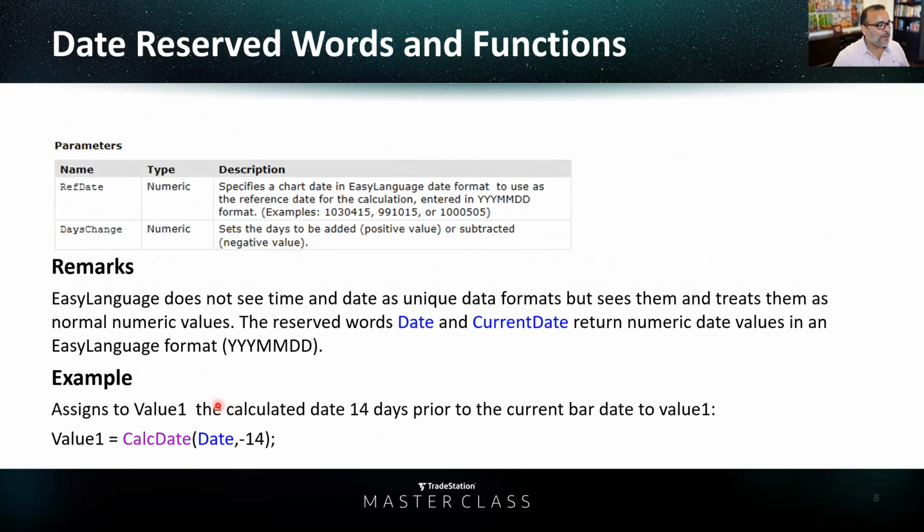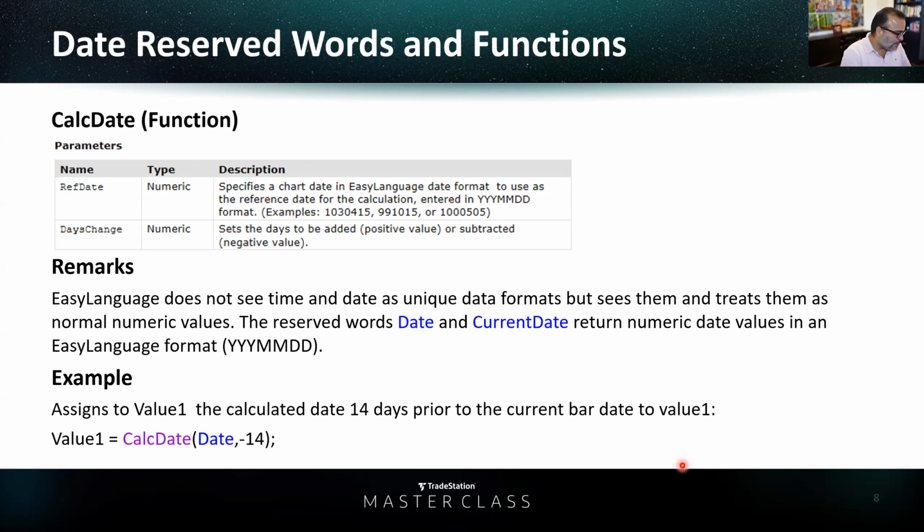All right, so if you have calc date and you have the word date, which is the date of the current bar, minus 14, it's going to do the calculation and return the date that happened 14 sessions before the date that is specified in here. Okay, so it's an interesting way of calculating date. Let's go over to the strategy and take a look at how some of these words are applied and how we can make some sense out of them.